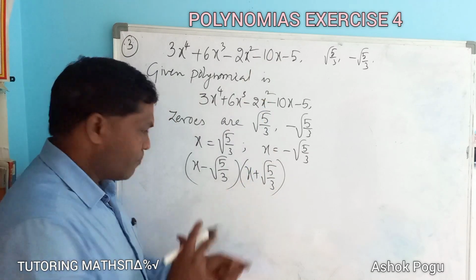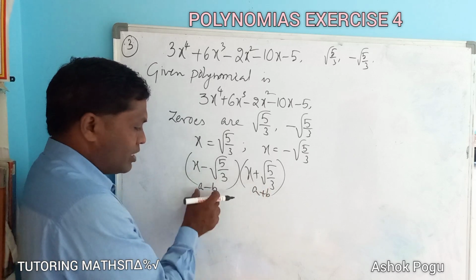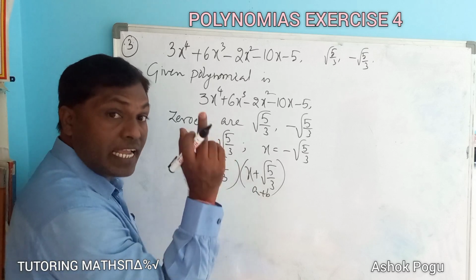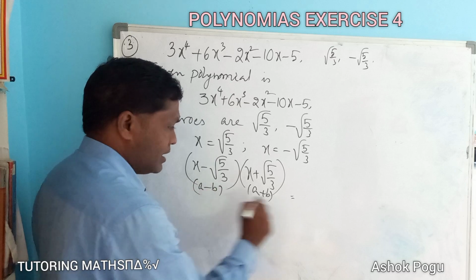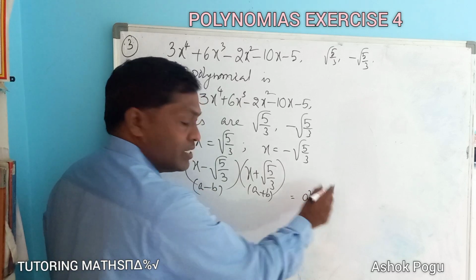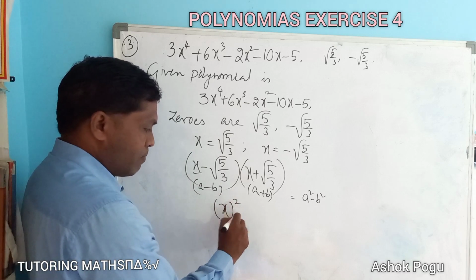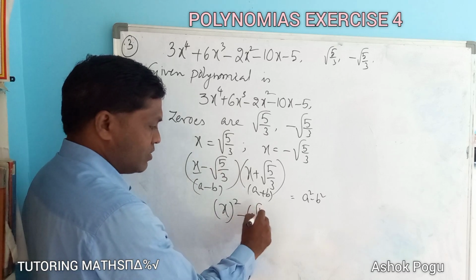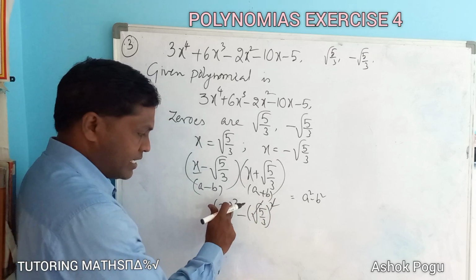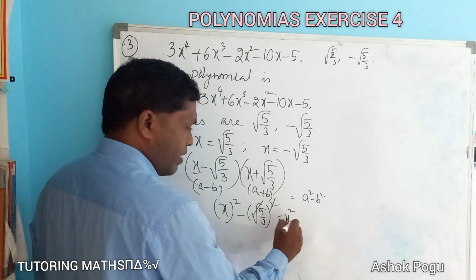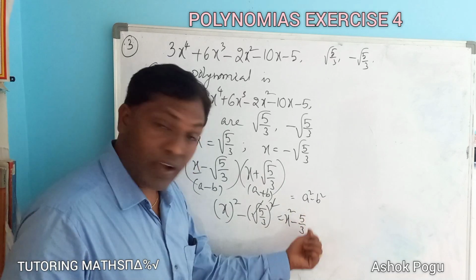Now let us simplify. It is in the form of a minus b into a plus b. What is a minus b into a plus b? It is a square minus b square. So therefore, the first term, that is x square, minus the second term, that is root 5 by 3 whole square. So the square root gets cancelled. So we get x square minus 5 by 3.